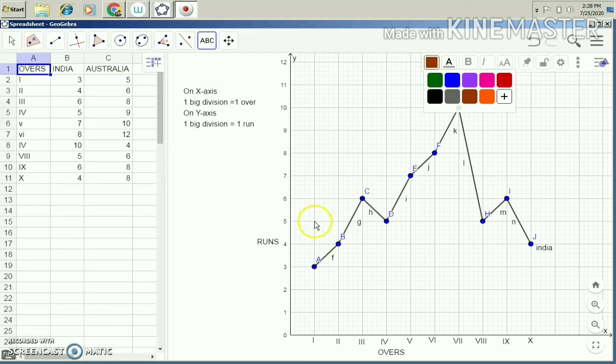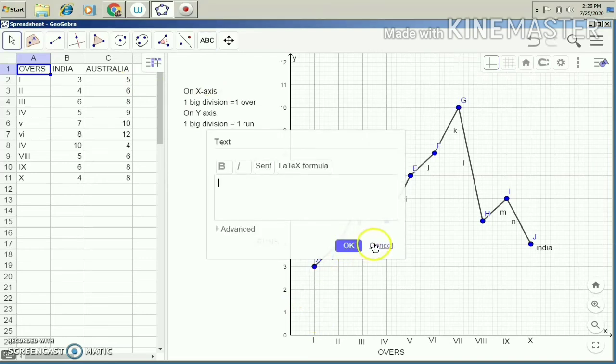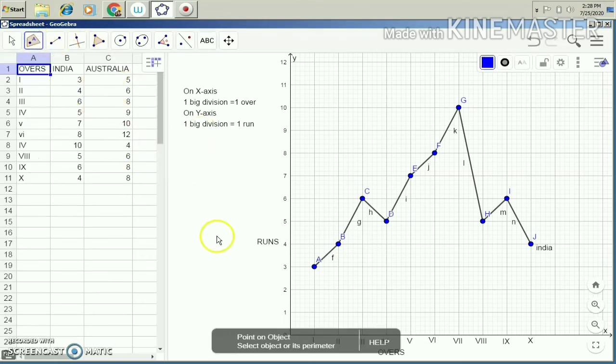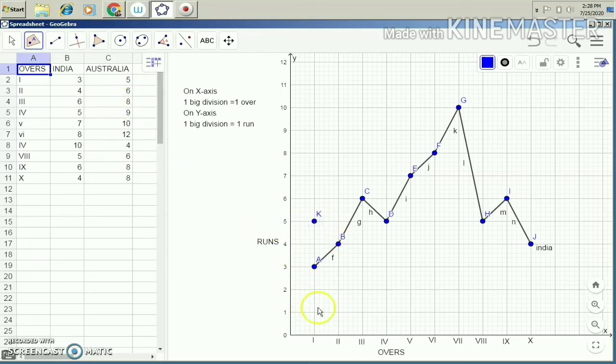चलिए अब ऑस्ट्रेलिया के लिए बनाएंगे। फर्स्ट ओवर में 5 रन्स, देन इन सेकेंड ओवर 6 रन्स, देन इन थर्ड ओवर 8 रन्स, ऐसे वन बाय वन हम सारे पॉइंट्स प्लॉट कर देंगे। You can see here I am plotting. In a similar way you have to plot all the points in your notebook also.